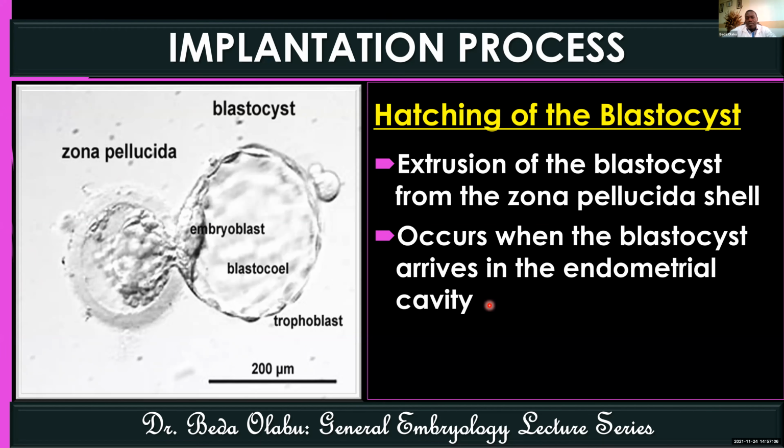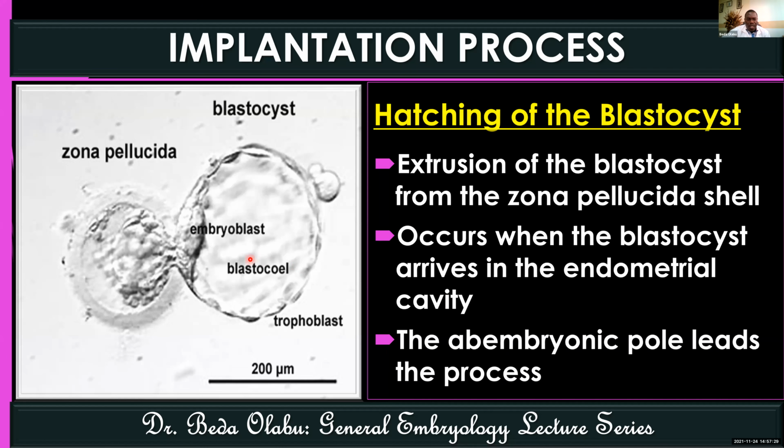And we said that during hatching, the abembryonic pole of the blastocyst is the one that leads the way. Hatching occurs when the blastocyst arrives within the endometrial cavity, so usually around day 5, day 6 there. As you can see in this image, as the blastocyst emerges from the shell of the zona pellucida, it's the abembryonic pole that has led the way.